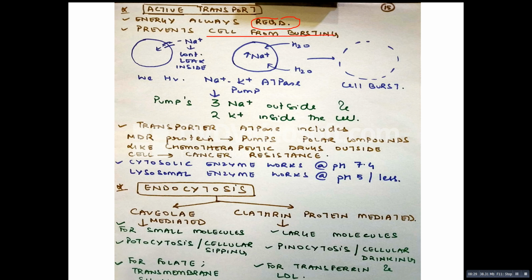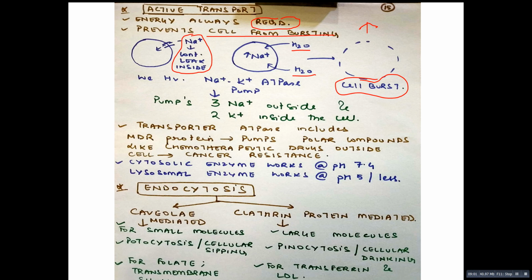Normally in a cell, sodium ions continuously leak inside the cell. As the sodium ions leak inside, water molecules also follow sodium ions. So the cell increases in size and swells, eventually leading to cell burst. If our cells were to function in such a way, all the cells in our body would have swelled up and burst. So who is keeping them from bursting?